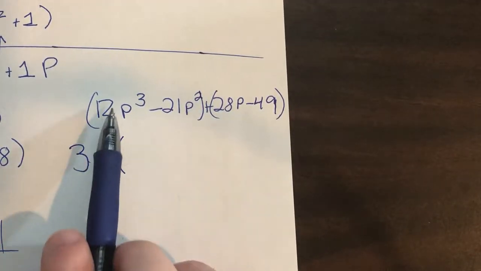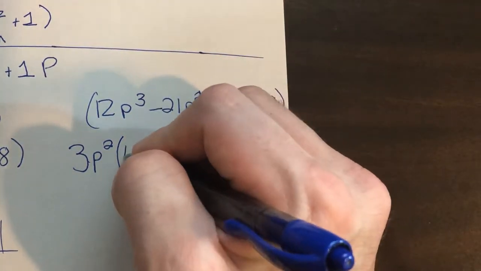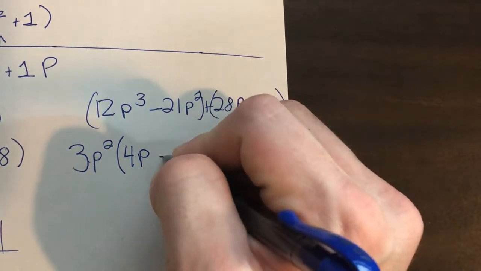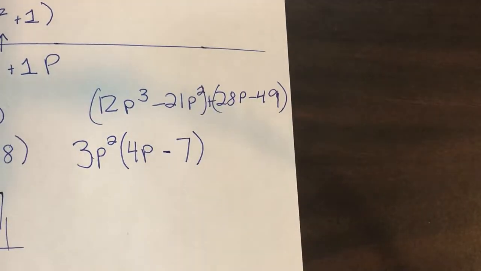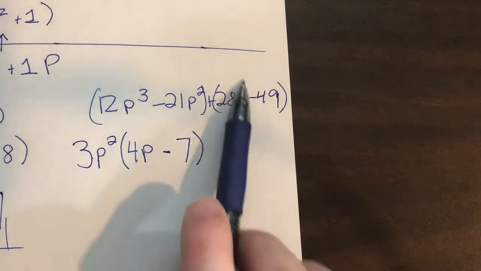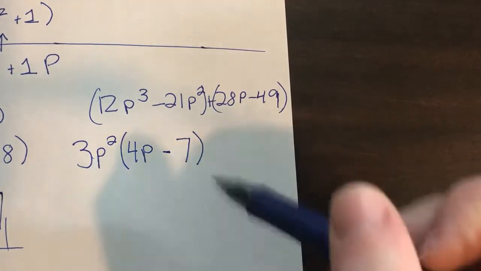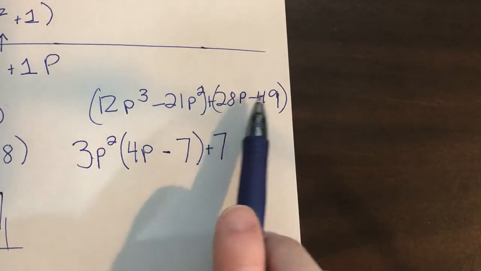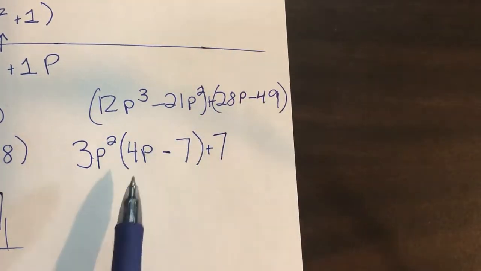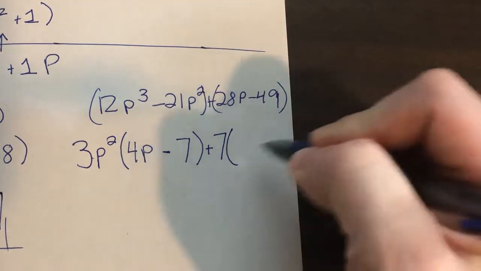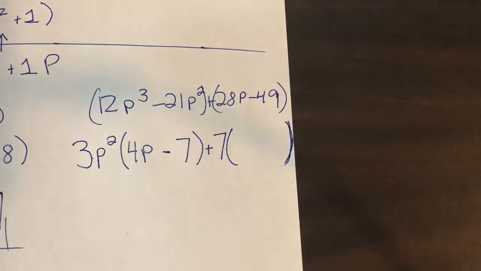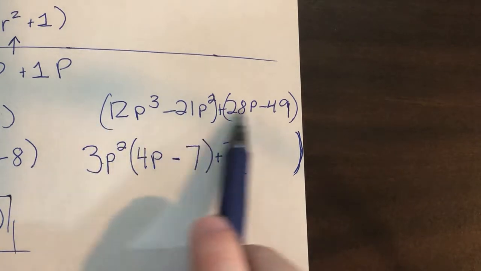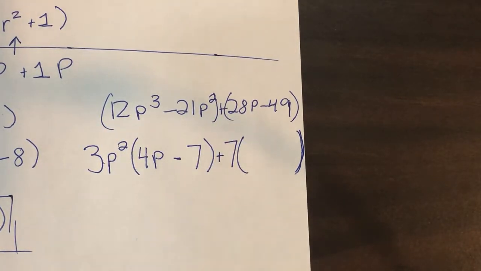So 3p squared times what is 12p cubed? It is 4p. And now 3p squared times what is negative 21p squared? Here it's just negative 7. Now I'm going to see if I can get a 4p minus 7 when I take the GCF out of this one as well. So here again, I notice that I have a 7 in common because 7 goes into 28 and 7 into 49. There's no p here, but that's okay because I need a p on the inside as well. So if I get 4p minus 7 in here, that means I'm good. And if I'm not, that's okay. That just means I have to think about rearranging these, as I'm going to show you in a second, so I can get that common thing showing up.